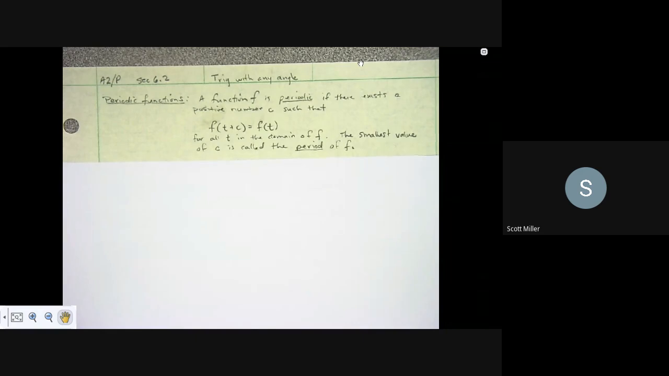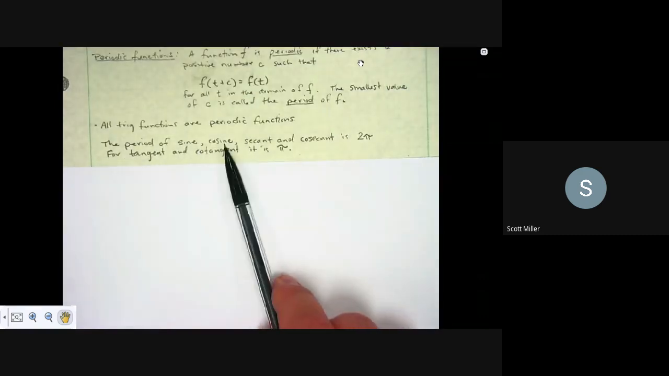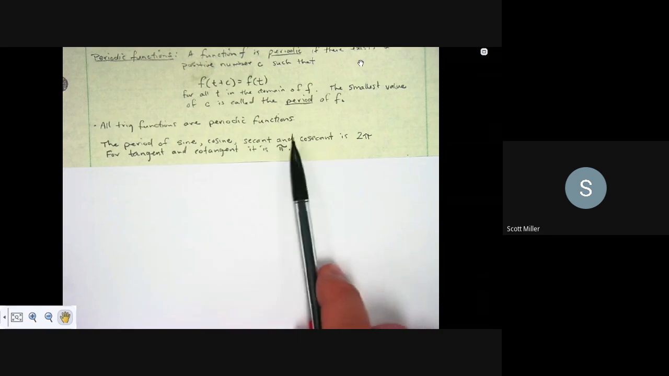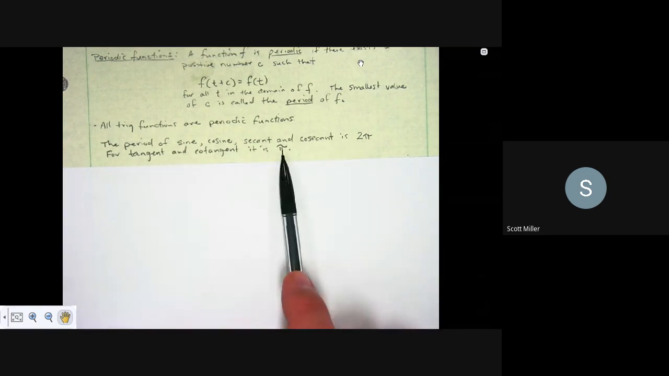And the reason we talk about this is because all the trig functions are periodic. All the ones we're looking at are going to be periodic. What are the periods that we're talking about? The period for the sine, the cosine, the secant, and the cosecant, because remember, these two are just the reciprocal functions of these two, so they're all related, is 2 pi. And for tangent and cotangent, it's just pi. So this is the period for each of these different functions, and that's going to be an important concept for us, so we want to make sure we remember those things.